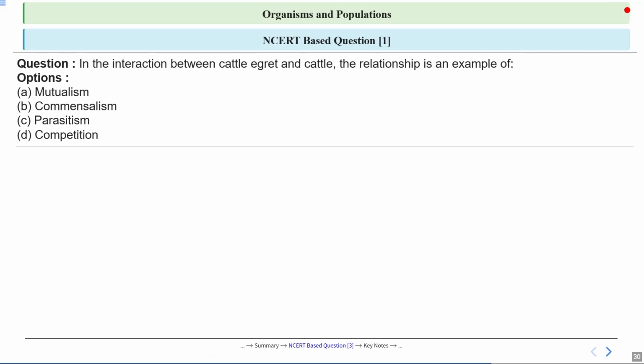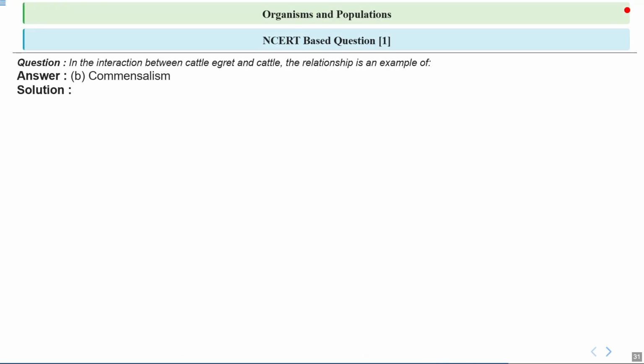So here question number 1 is, in the interaction between cattle and egret, the relationship is an example of. So what are the options? Mutualism, commensalism, parasitism, and competition. What is the correct answer? The correct answer is option number B, commensalism.